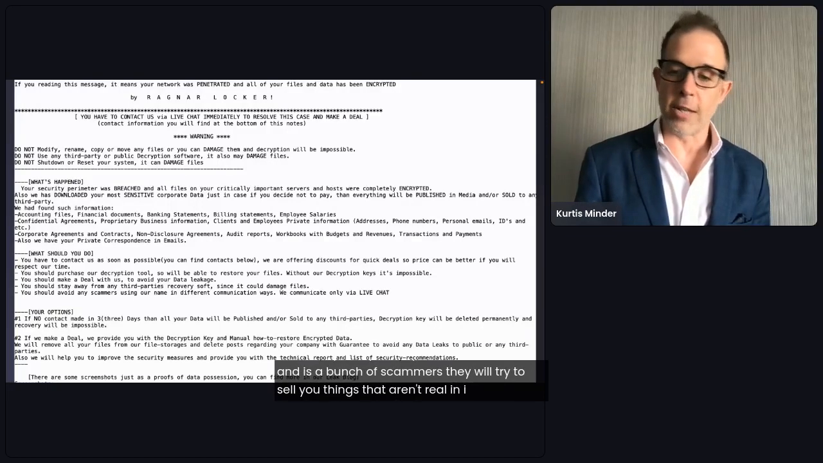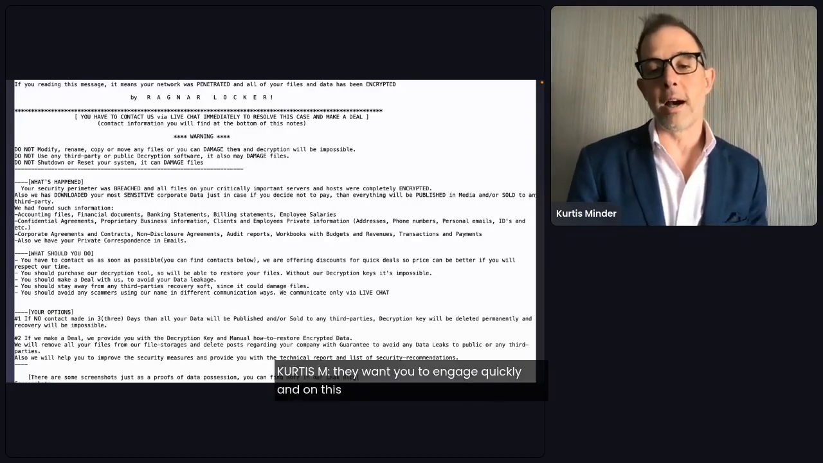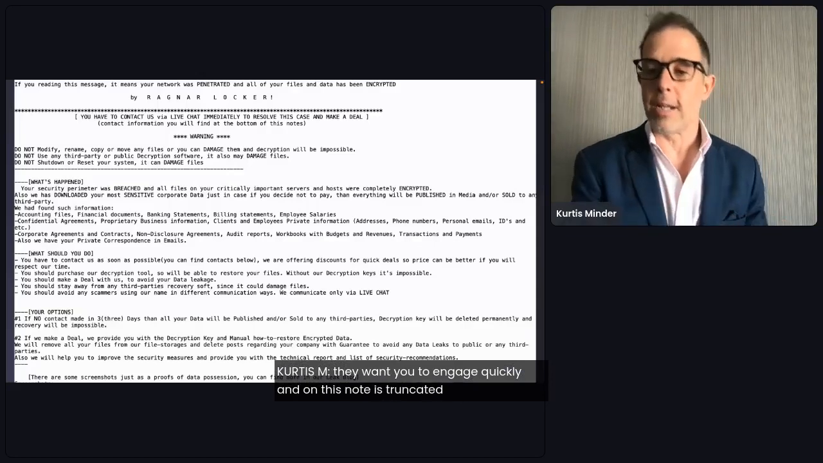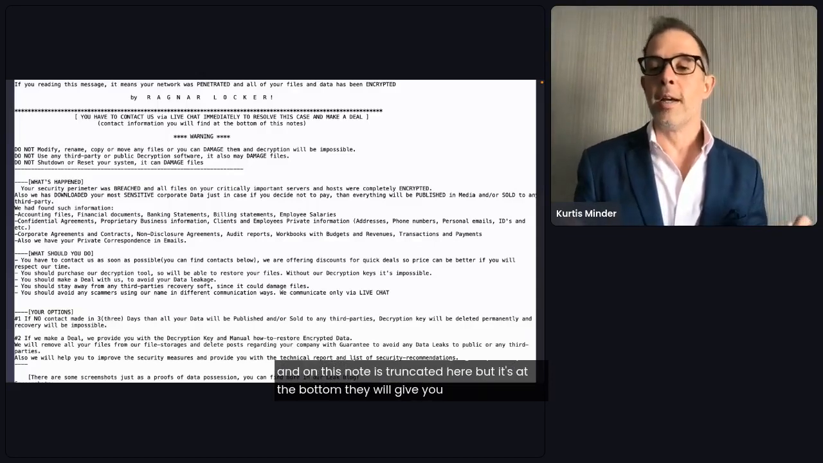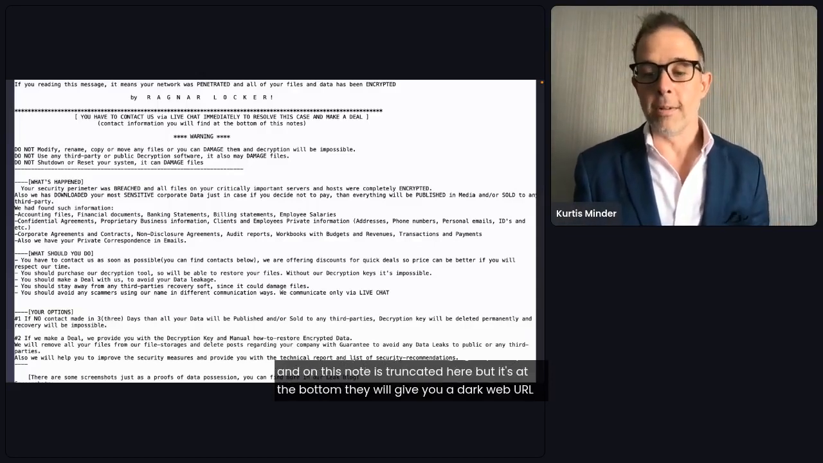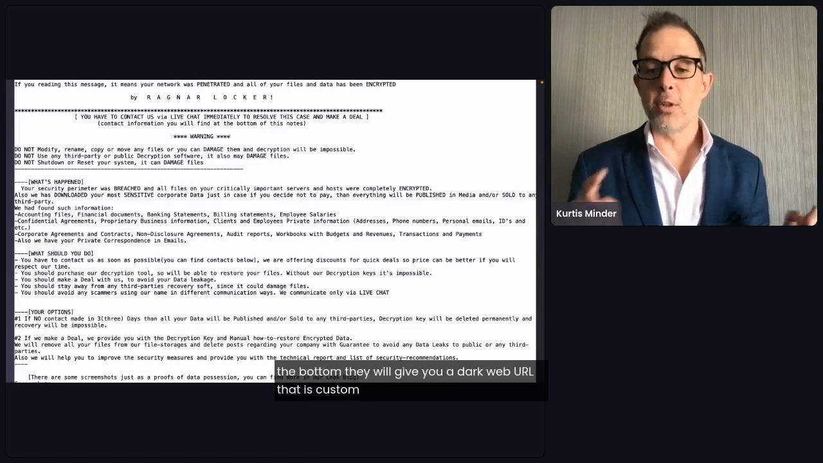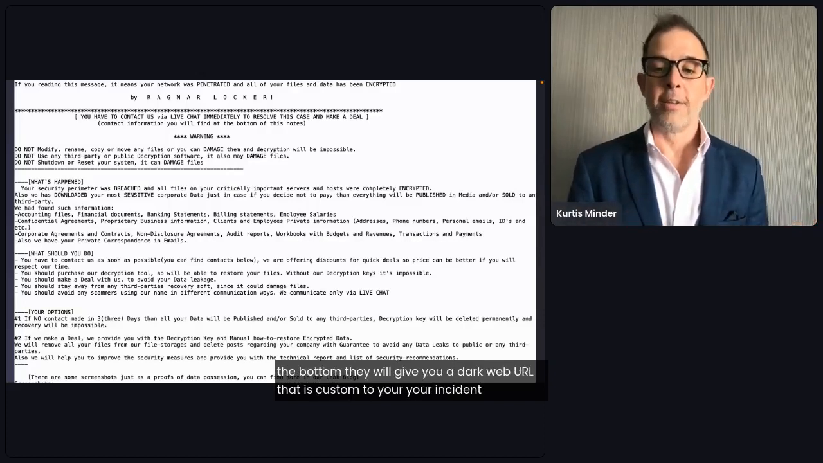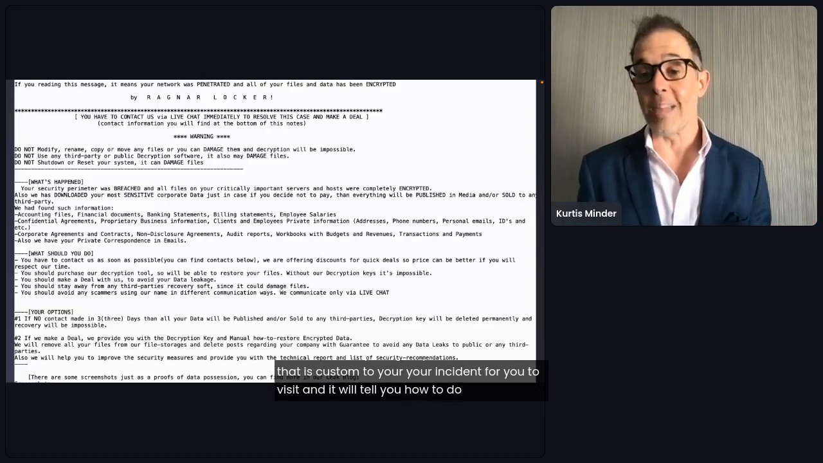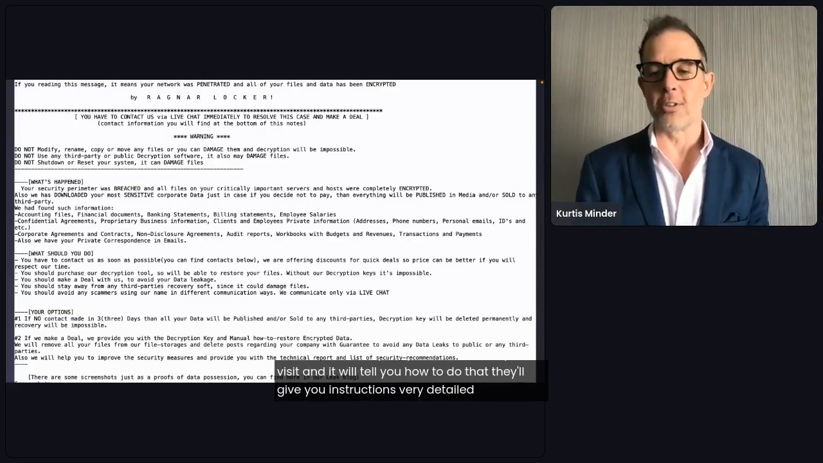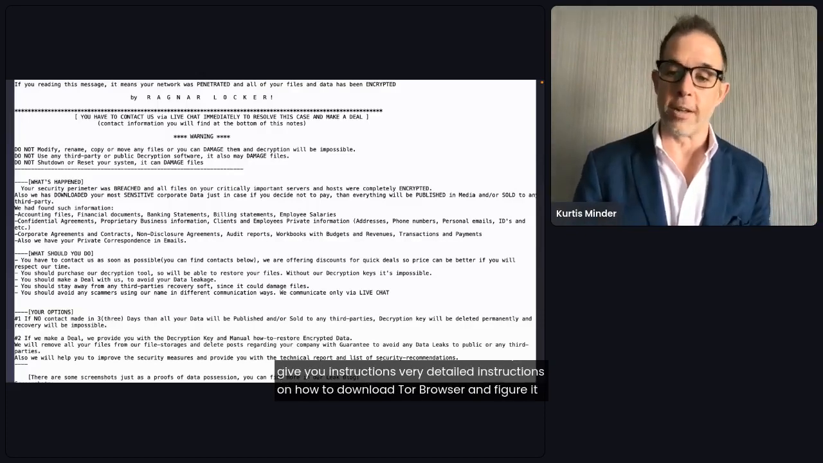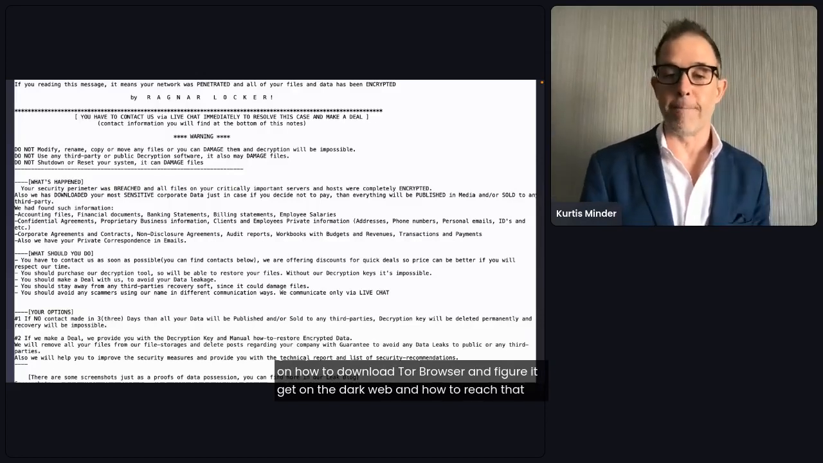So what you should do, they want you to buy the decryption tool from them. They want you to engage quickly. And on this note, it's truncated here, but at the bottom, they will give you a dark web URL that is custom to your incident for you to visit. They'll give you very detailed instructions on how to download a Tor browser, configure it, get on the dark web, and how to reach that site. Next slide, please.